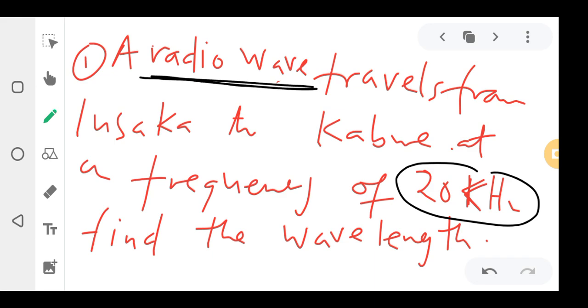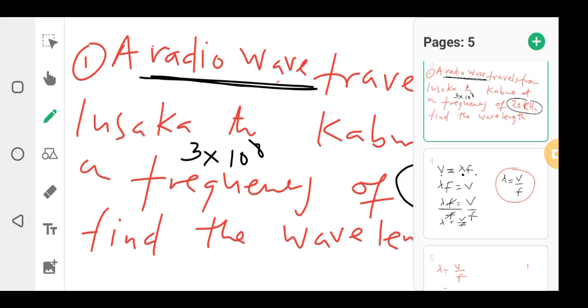It's a radio wave. You remember what I said concerning a radio wave? A radio wave is one of those 7 waves I gave you from the electromagnetic spectrum. The first is radio wave, the second is microwave, and then infrared, X-ray, and so on. If they give you any of those 7 waves, know that they all travel at the same speed, which is 3 times 10 to the power 8. Even if they didn't give you, that's the speed that we use.